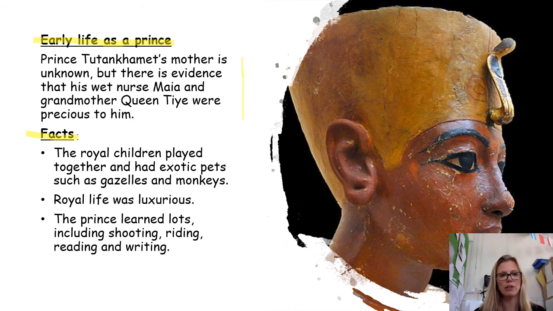You might include other facts, but I only want ones about the early life as a prince. So this is before he became the king. So use your notes. You can copy my note facts here if you want to, but I'd like you to write your own little introductory sentence if possible. Okay, so pause this while you're writing the section about early life as a prince.